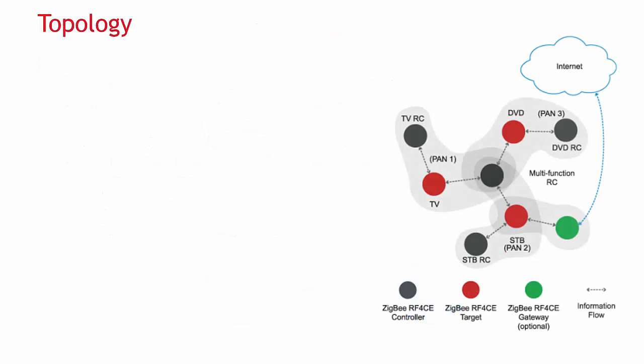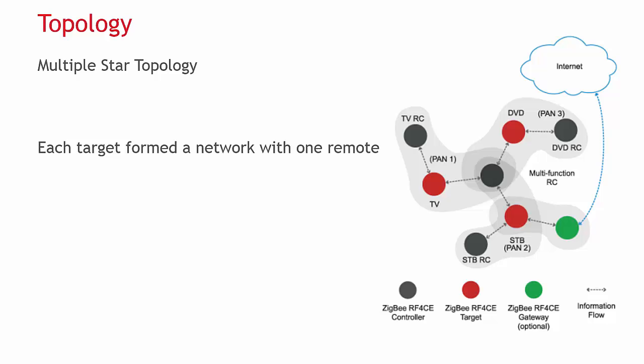As previously mentioned, the topology of RF4CE is a multi-star network topology. As an example, in the diagram, excluding the optional gateway, we see three different networks formed with one target and one remote controller. Each of these networks are connected by a multifunction remote, which can connect to the target in each network, making a large star network. Keep in mind that even though it connects to one large network through the multifunction remote controller, RF4CE networks do not do any multi-hop routing.